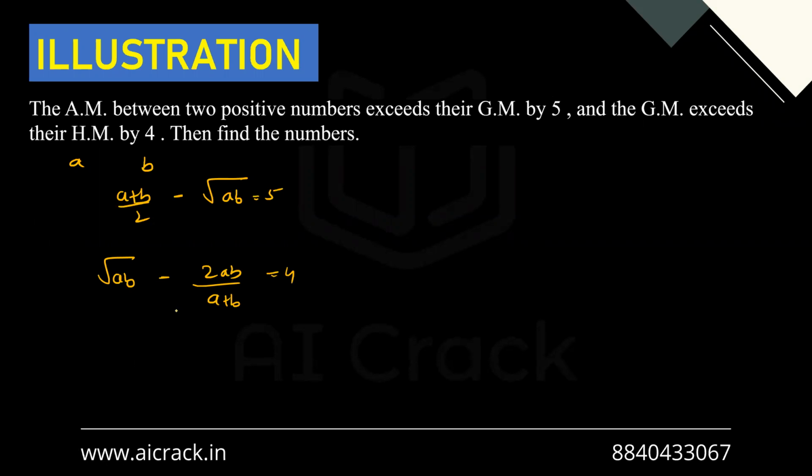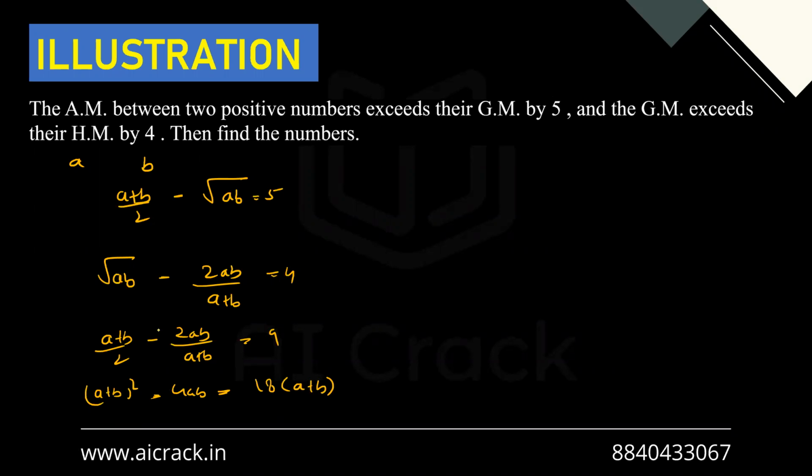Now, how to solve these? So first, a simple method is to add them, because that would cancel out this root AB term. So let's add them. That would give me (A plus B) by 2 minus 2AB upon (A plus B) equals 9. If I cross multiply, I'll get (A plus B) whole square minus 4AB equals 18 times (A plus B). So this is our first equation.